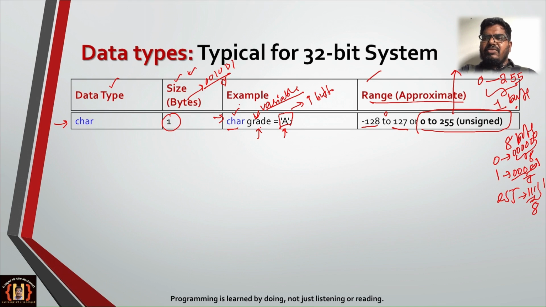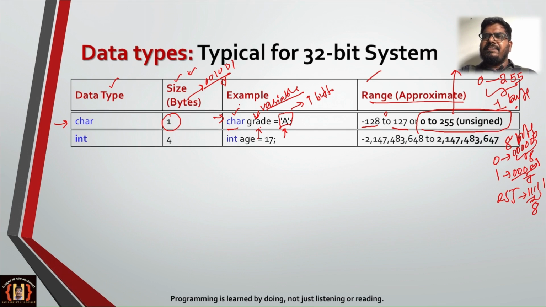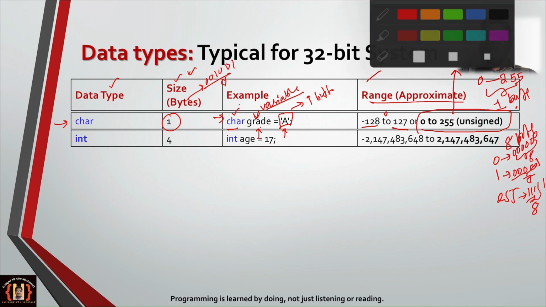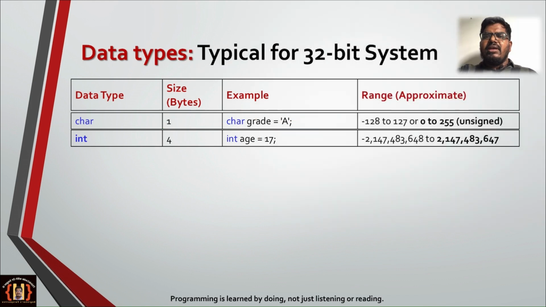So this is about the character data type. Next we have the integer data type. This integer data type takes up to 4 bytes. When I say 4 bytes, it is 4 into 8 bits. We can declare a variable as an integer like this: the int keyword followed by a variable name, let us say age, and I am assigning the value 17. So 17 is an integer. This is how we declare an integer variable in a C program.